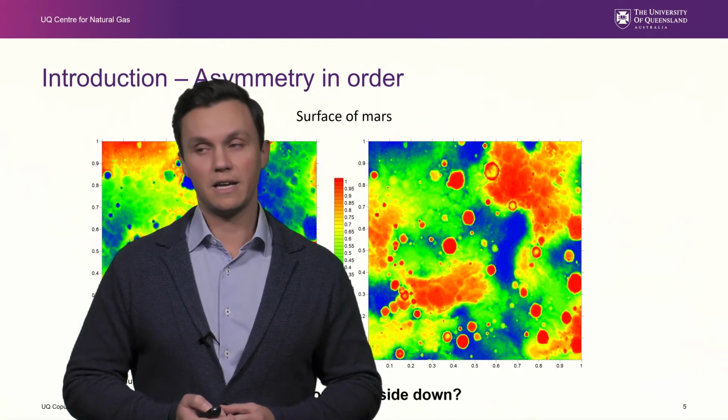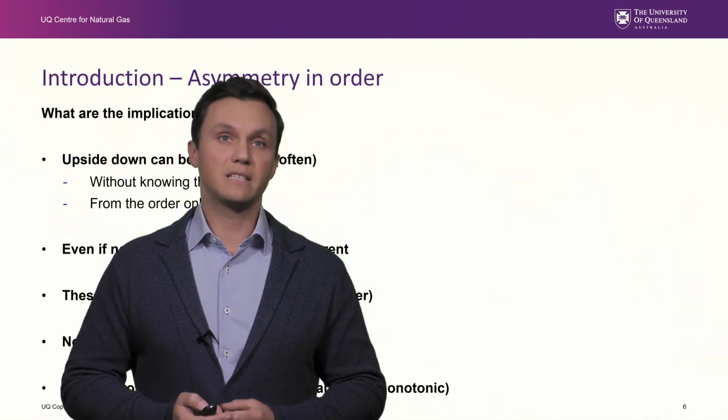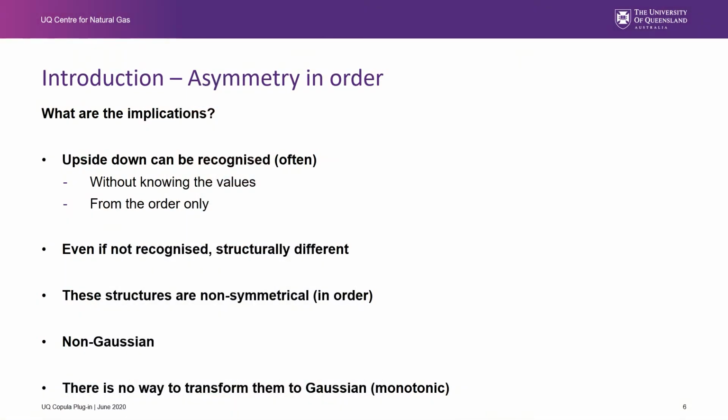So what are the implications of those very simple examples? These examples showed that upside down can usually be very easily recognized without even knowing the actual values of what we are looking at, because in those examples we had normalized values between 0 and 1. So that means we can recognize it from the order of the values only.